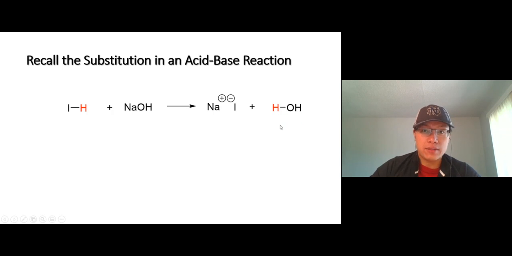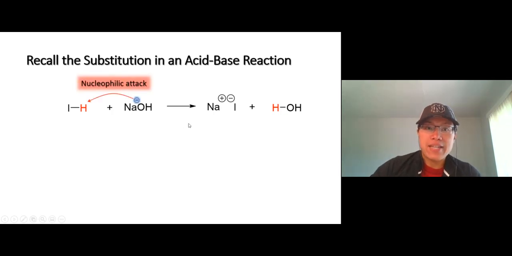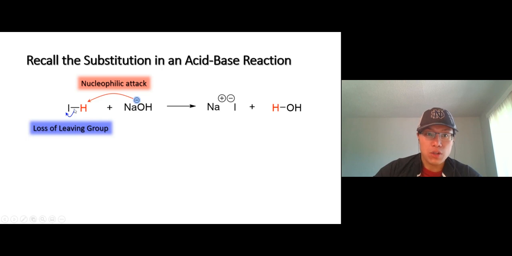That's a substitution reaction. If I ask you to draw a curved arrow to show how this reaction works, you should be able to do a nucleophile attack on an electrophile, hydrogen right there, and hydrogen does loss of leaving group, right? So leave iodine, okay, and you get the product there, all right?